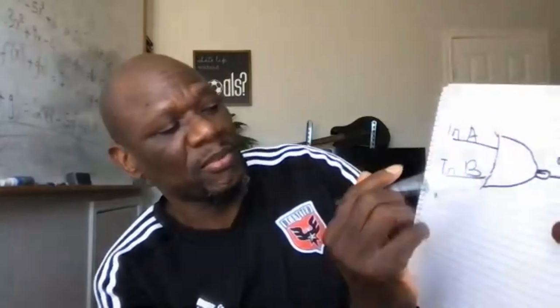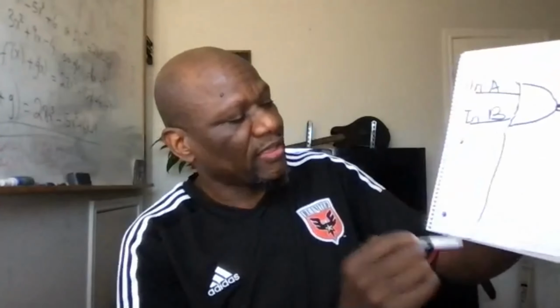So let me go ahead and see if I can draw something here for you. This is a circuit, a logic gate, and we have the output here. This is going to be the input A, and that's going to be the input B. They come in, somehow the processing is being done in here, and then you get the output.